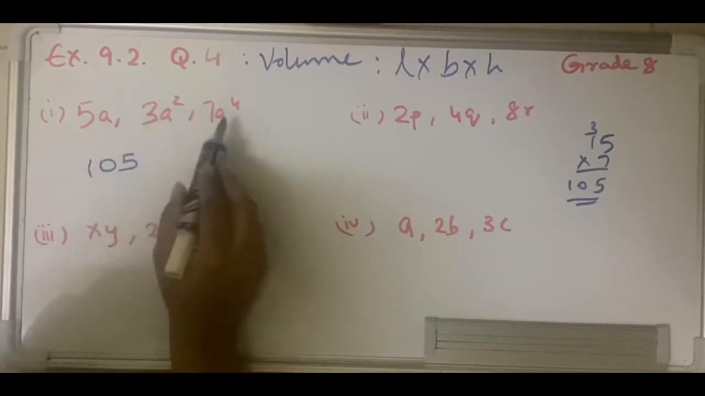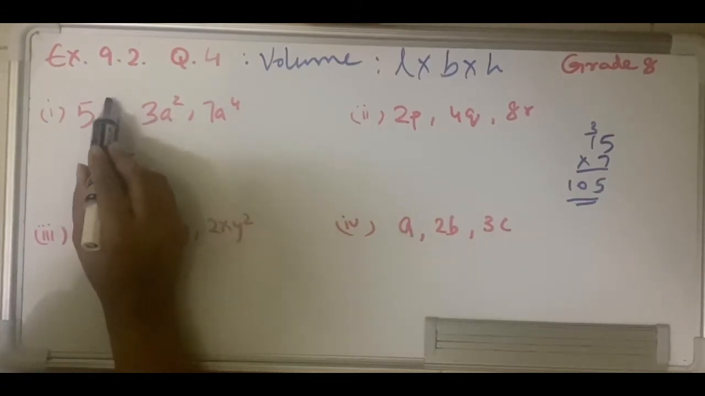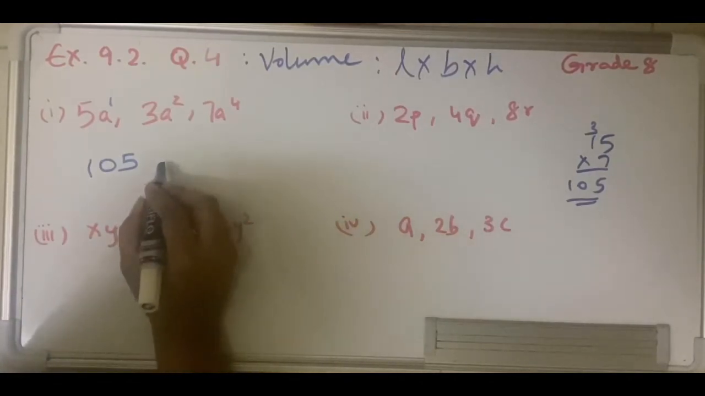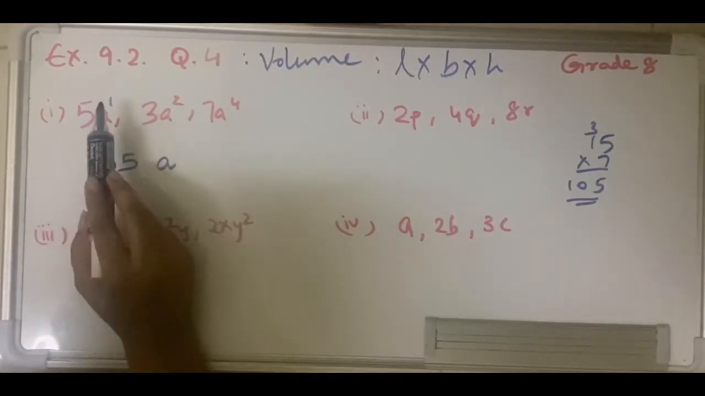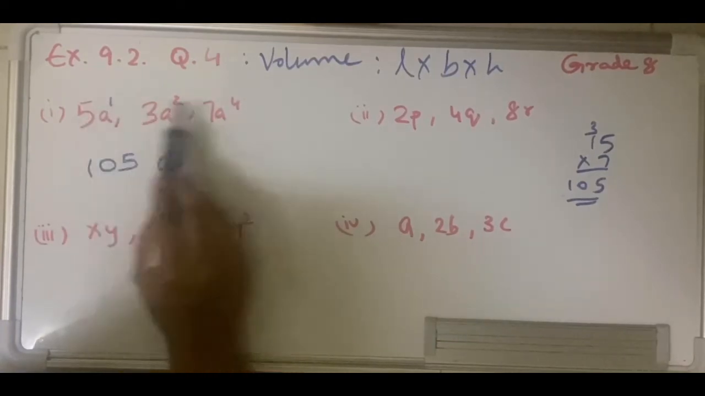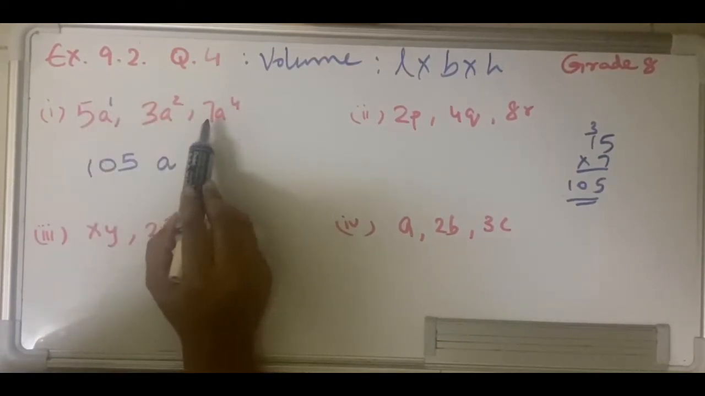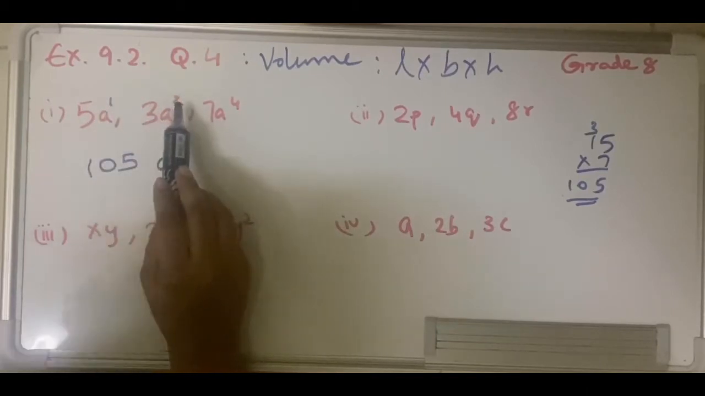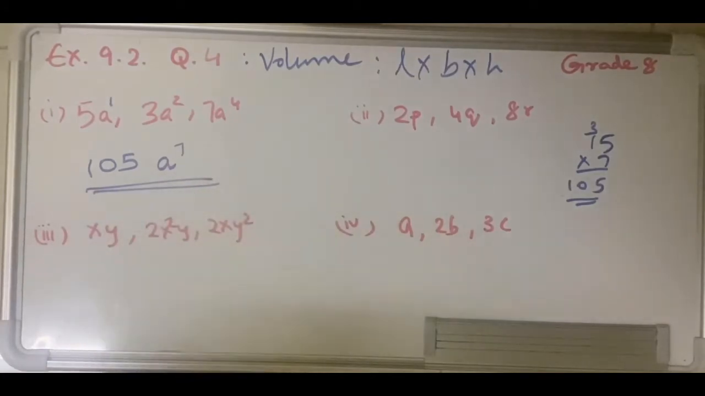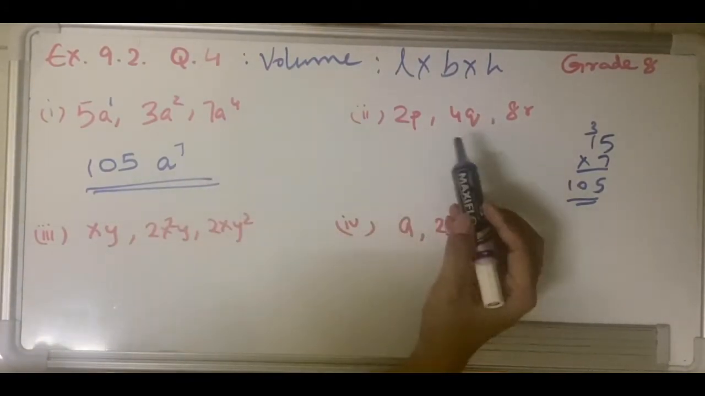Now it is all A, right? It is all A that I need to multiply. I'll put 1 here since there is no exponent given for it. So I have A raised to 1 plus 2 plus 4. I'll be adding all the exponents since the variable is same, right? So 1 plus 2 would be 3 and 3 plus 4 would be 7. So I get A raised to 7. Clear?